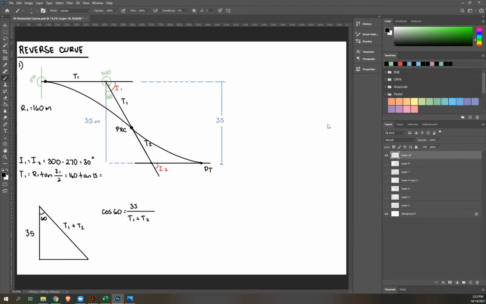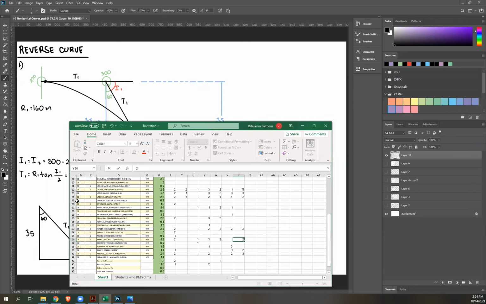Okay. The answer is 42.87. Okay, now store that in your calculator. And then input that here. We can solve for T2. Please solve what's T2. Correct, RDL.